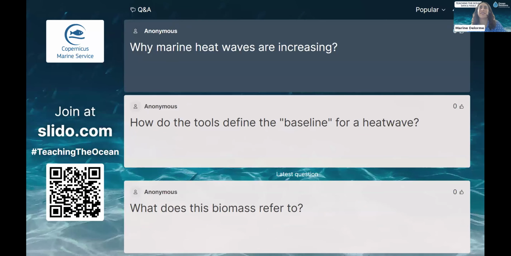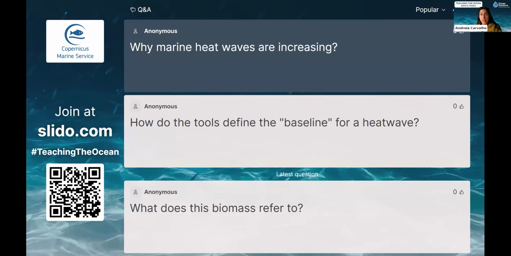The first one is a very good one, so if you could give us a little course on marine heat waves, it would be really appreciated. So the question is, why are marine heat waves increasing?